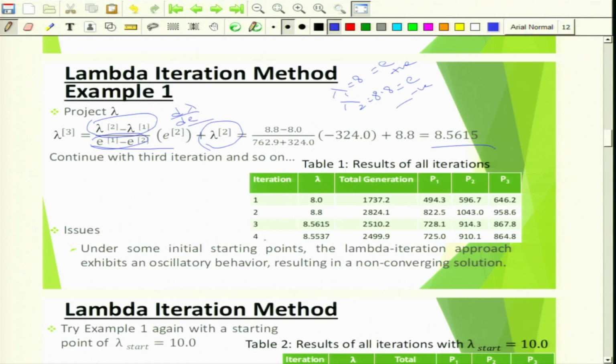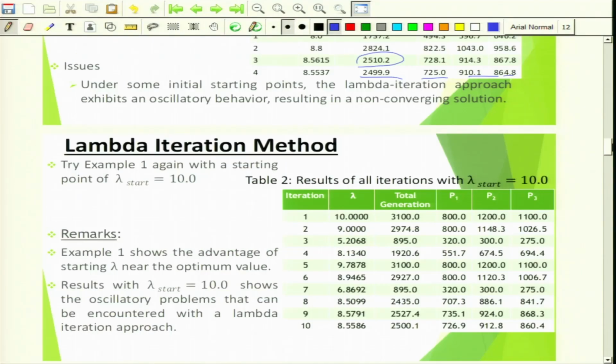Then you add it to the previous lambda, you get a new lambda which is 8.5615, and for this the total generation is coming out closer, you can see here 2510.2. Again you go for the fourth iteration, now it is almost converging, 2499.2, and the corresponding generations are P1, P2, P3. So understand, the lambda iteration method will first fix lambda, calculate the generations, find the error and project the new lambda, and for the new lambda again calculate the total generation P1, P2, P3, and the steps keep on being followed, so that you will ultimately reach a point where the error is as close as possible to 0, right.